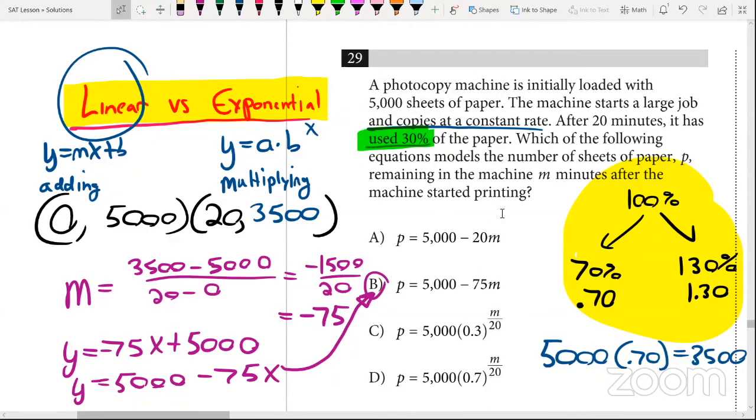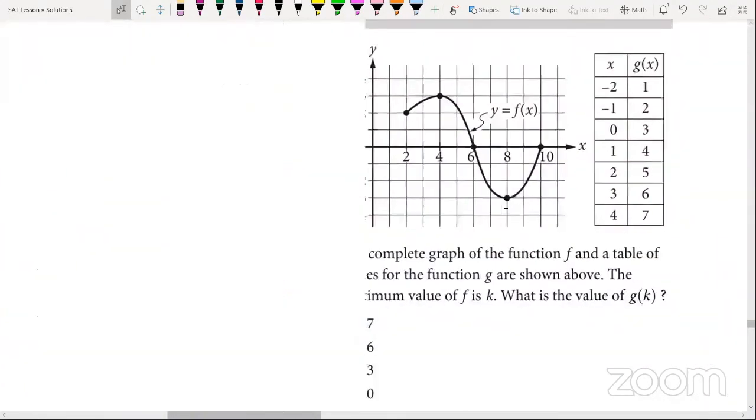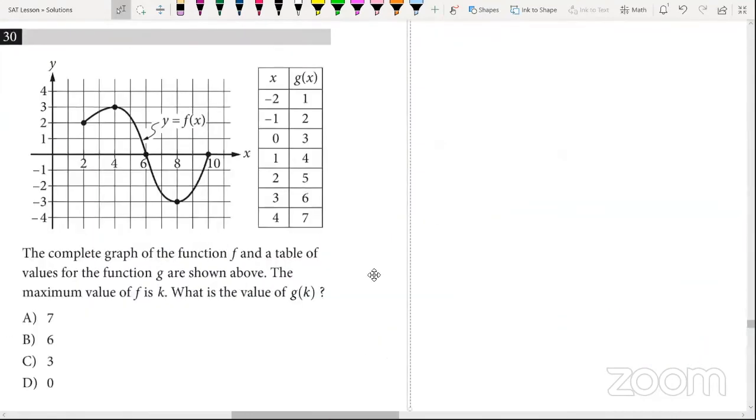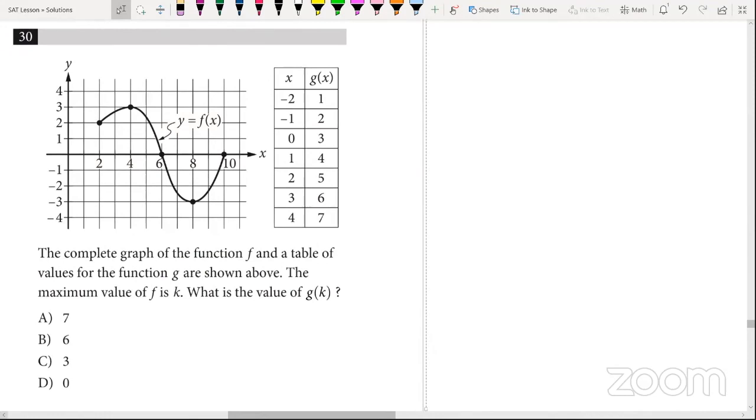Going over to number 30 now. 30 is just asking us for our understanding of f of x notation and maxes and mins. The question is saying the maximum value of f is k. So f is this function. We're seeing it graphed. And g is this function. We're seeing the values in the table, but we're not seeing the graph. So for one of them, you're seeing the values in the table. For the other one, you're seeing the actual graph of it.